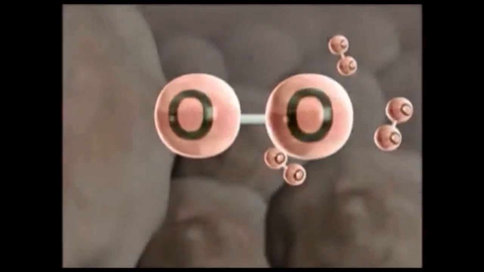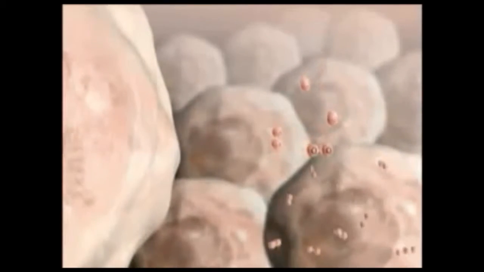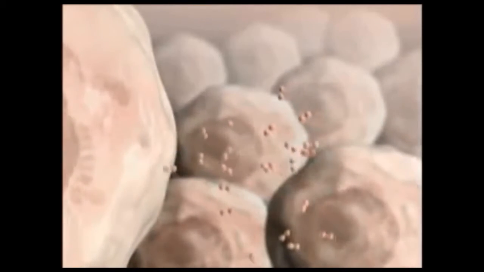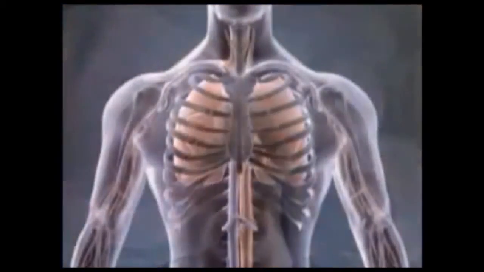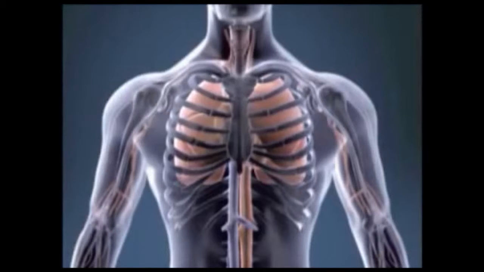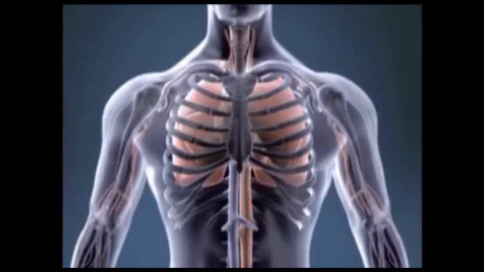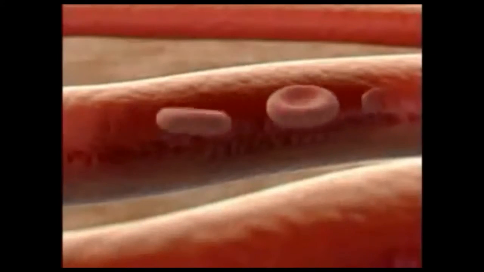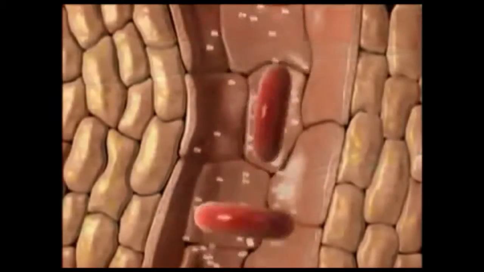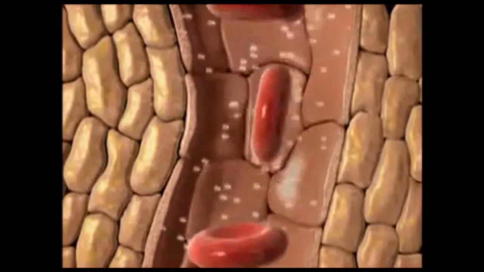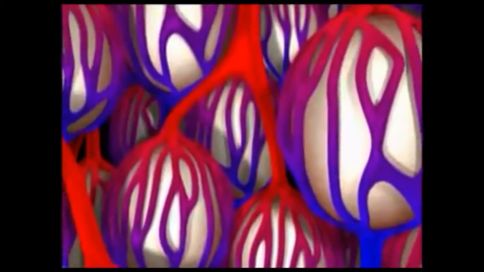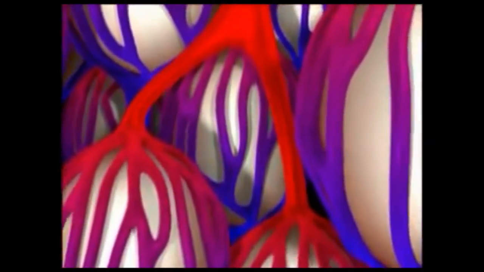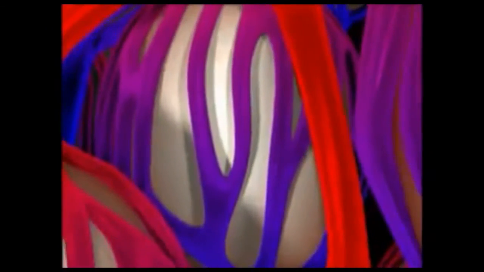Okay? All cells need oxygen. It is the essential fuel which is necessary to enable cells to stay alive and to carry out their various activities. Bringing oxygen to the cells requires the uptake of oxygen from the air in the lungs, its transportation in the blood, and its delivery to cells all over the body. The first step is the taking up of oxygen by blood flowing through fine capillaries in the walls of the lungs' air sacs, or alveoli.